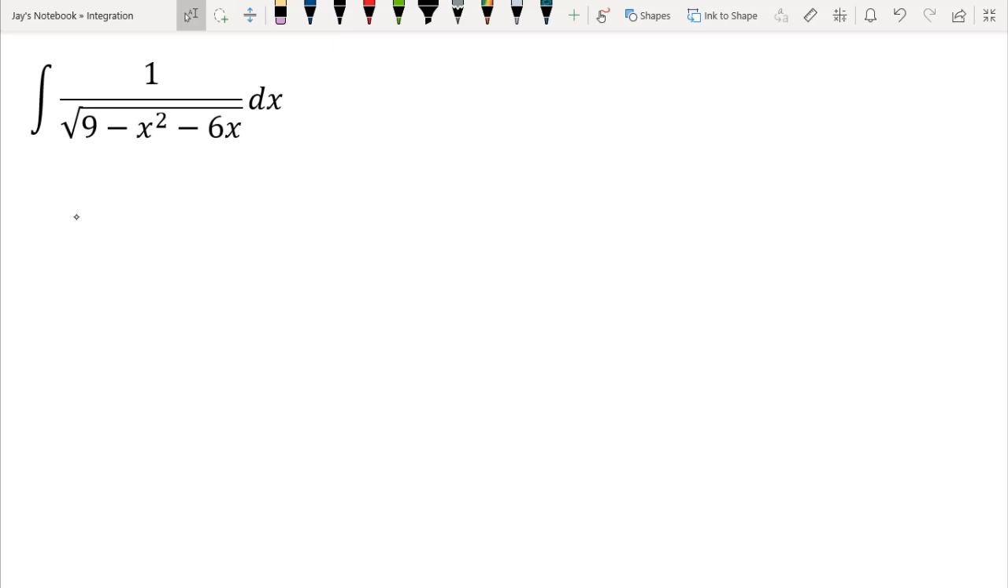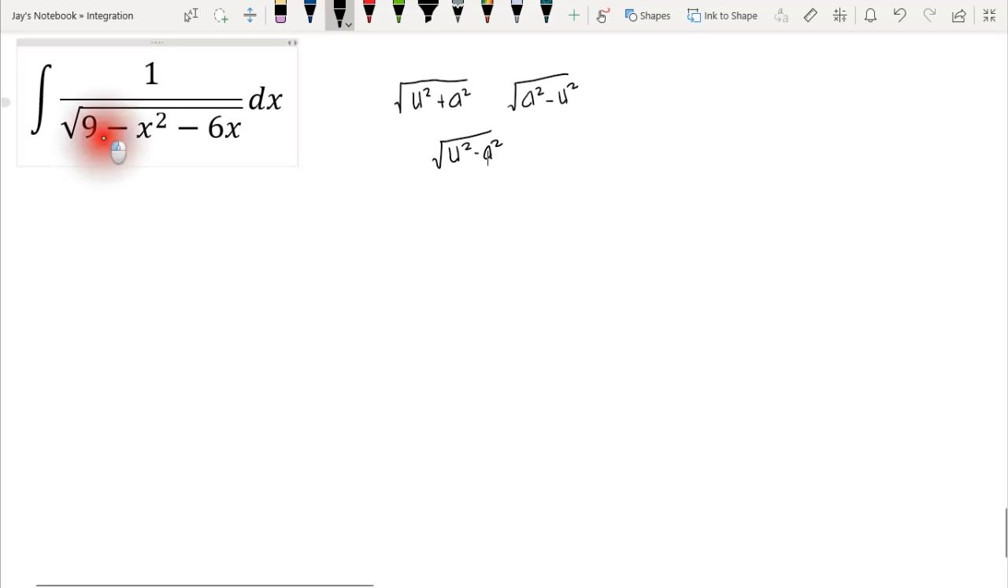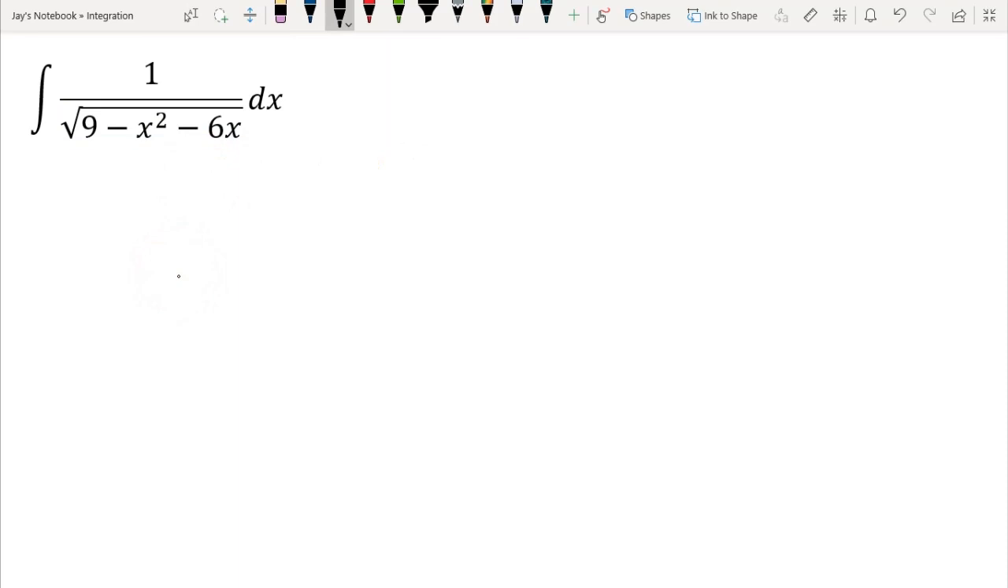Upon looking at the function, we could say that the best integration technique that we could apply to this one is trigonometric substitution. However, in trigonometric substitution, we need to have a function that is in terms of u squared plus a squared, or a squared minus u squared, or u squared minus a squared. So we have to change this denominator into this type of form. How are we going to do this? Take note, since this is quadratic, we can convert it into a square of a binomial by again completing the square.